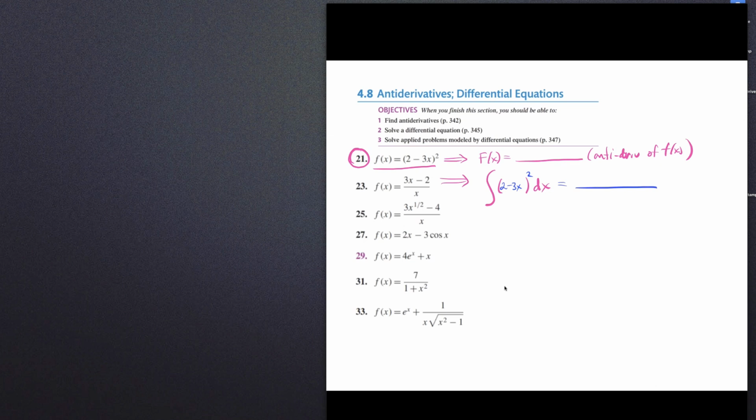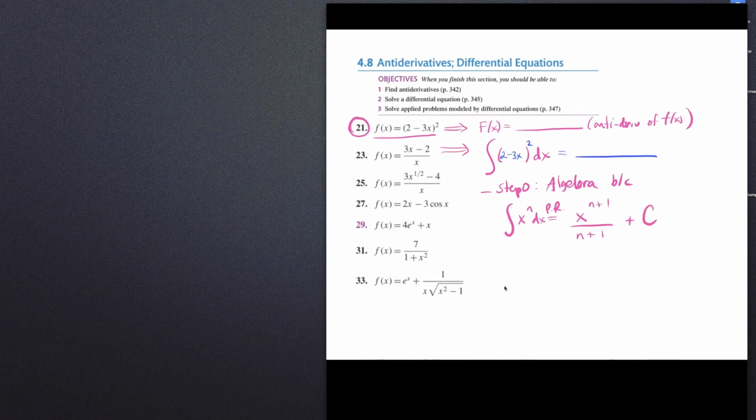Now, what might be involved in this problem is that sometimes a first step, step 0, is to be on the lookout for some algebra. The reason I'm looking out for some algebra is because the only thing I know at the moment is the antiderivative of x to the n power. This is called the power rule for antiderivatives, and the answer is x to the n plus 1 divided by n plus 1. And if we want the most general antiderivative, we put plus c.